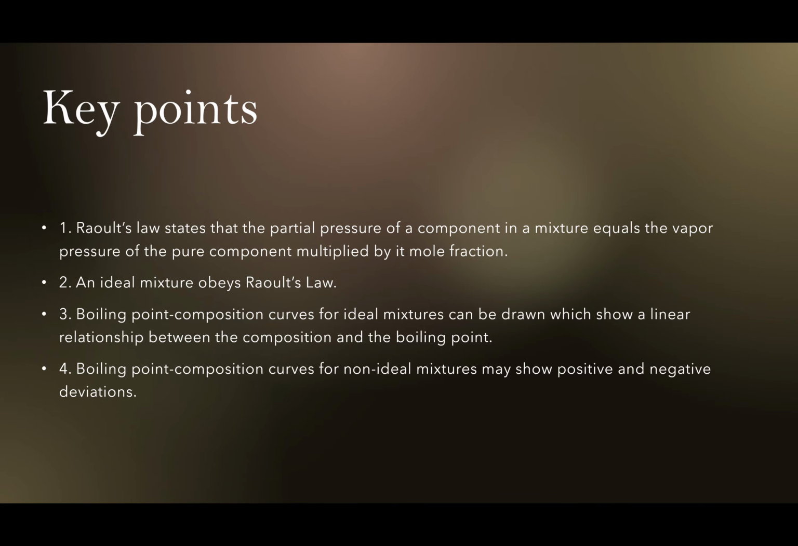And boiling point composition curves for non-ideal mixtures may show positive or negative deviation. And that's what we're looking at. We're looking at what Raoult's law is. We're looking at what ideal and non-ideal mixtures are. We're looking at boiling point composition curves, how they relate to ideal mixtures, and the negative and positive deviation of non-ideal mixtures. All right, so those are the things that we're looking at.